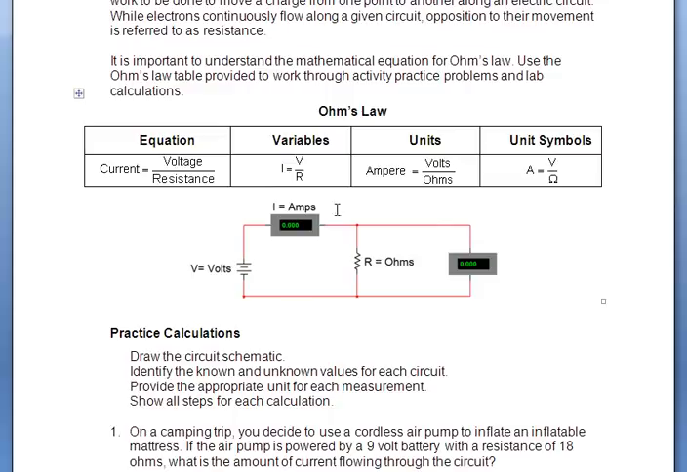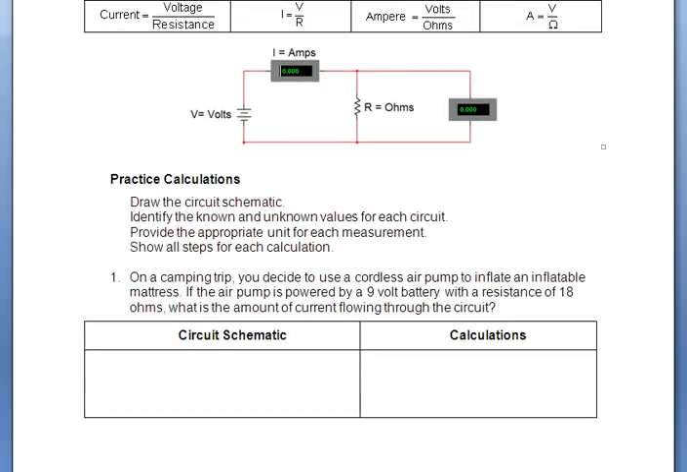So here's a classic example of a circuit. This one is a parallel circuit. So we have one loop of electricity going here, another loop of electricity going there. So that is a parallel circuit. And these are amp meters. So this will tell you how much amperage is going across the circuit.